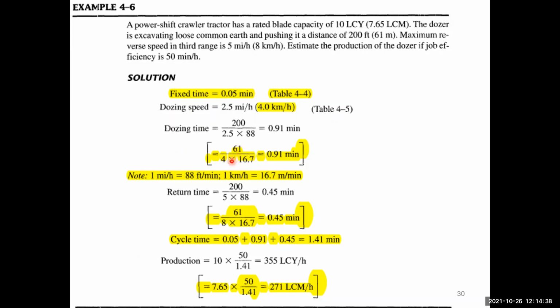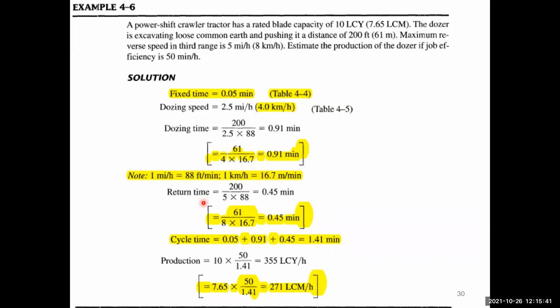So, meters and then kilometers per hour. For example, if we convert kilometers into meters, that will be 1000 over here, and then per hour we have 60 minutes. So 1000 divided by 60 gives about 16.66667, something like this. So the approximate value 16.7 has been put over here. And then we get a dozing time of 0.91 minute. So in 0.91 minute of dozing time, these 7.65 loose cubic meters of material can be pushed forward. Here is the explanation of this 16.7: 1 kilometer per hour is equal to 16.7 minutes per meter. So this conversion of the units you can easily find out.